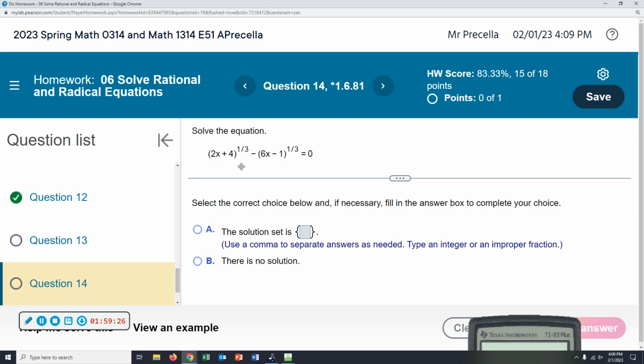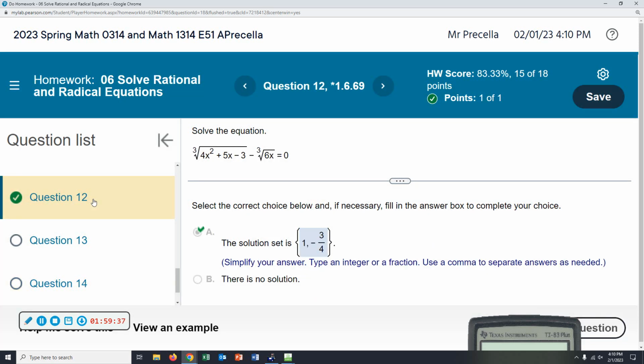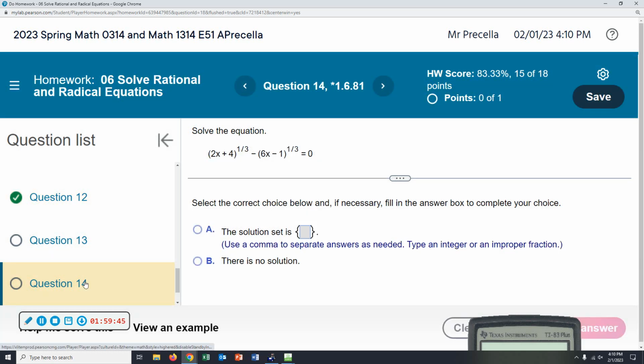And you might be thinking, what's missing? Is there something on this problem that should be there but isn't? Go back to the others. I claim it's just like number 12, except it's easier. There's no x squared. Number 12 and number 14, what's different? What's missing? There are no radicals.